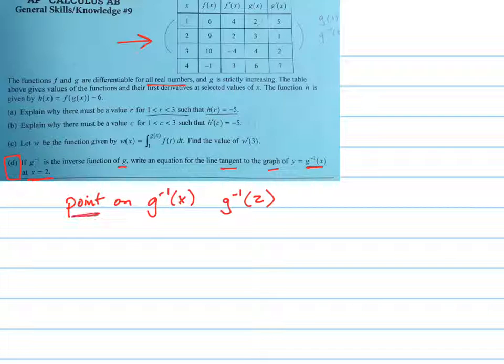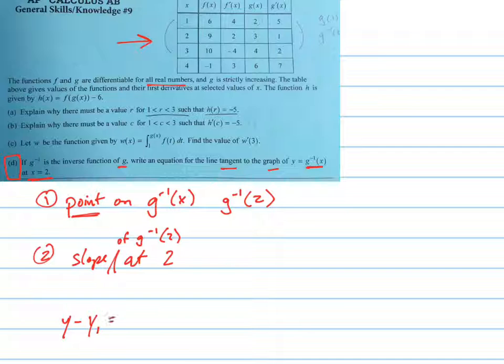Okay, so that's the first step, and then we have to find the slope at that point. The slope of g inverse at x equals 2. And then we can use the point slope form, which is of course y minus y1 equals m times x minus x1, from all the way back in algebra 1. So how do we do these things?